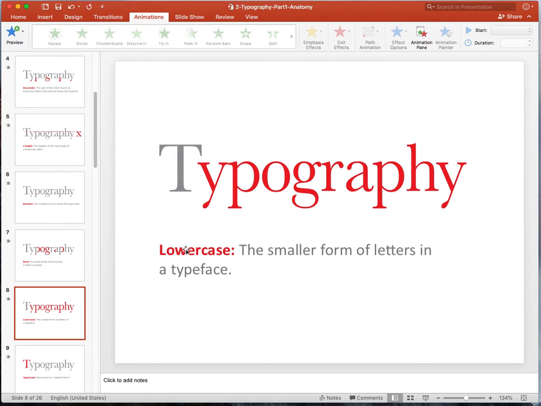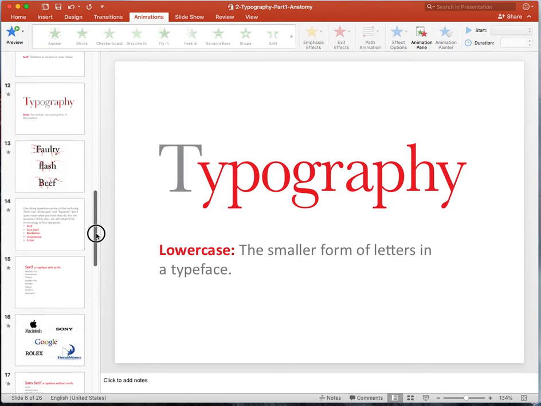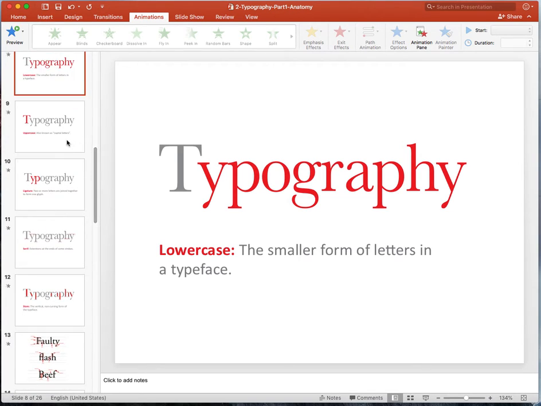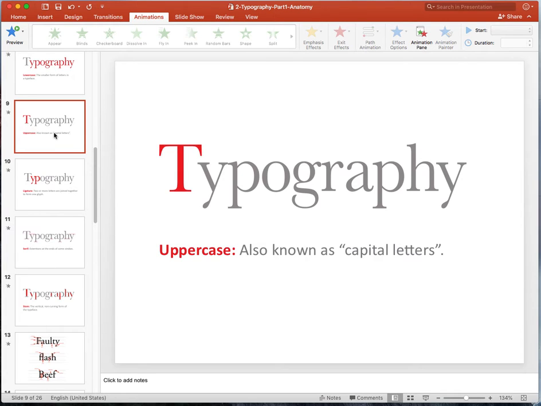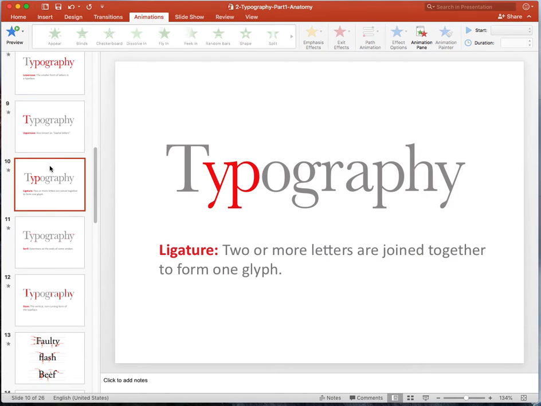Lowercase, small form of letters in a type font. You've got uppercase, the T, and then the lowercase. Remember we talked in the last lecture, a lot of the contemporary fonts were based on Roman type that they found carved in marble throughout the Roman Empire in monuments, and it was all in capitals. They had no lowercase. Here is uppercase, also known as capitals or capital letters or caps.